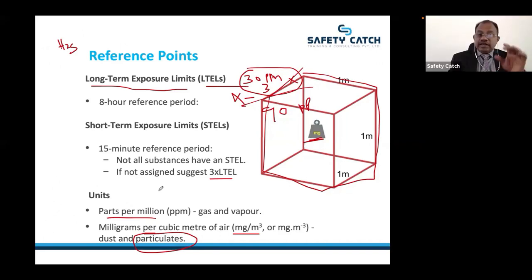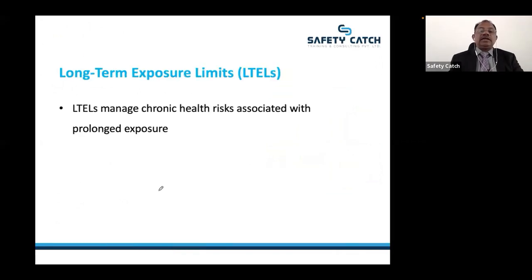So for any particulates, it will be milligram per m cube. For fiber, it will be number of fibers per cubic centimeter, fiber per cc. So what is LTEL? LTELs we generally identify to manage chronic health risks associated with prolonged exposure. If our employees are continuously exposed for a long duration, up to what concentration can we expose them?